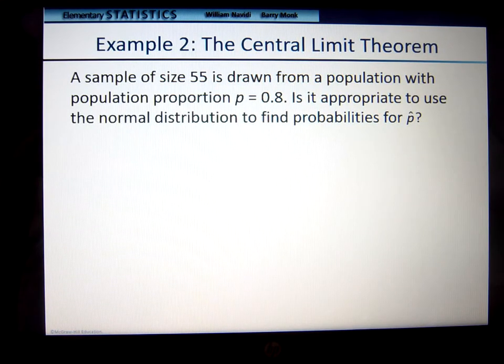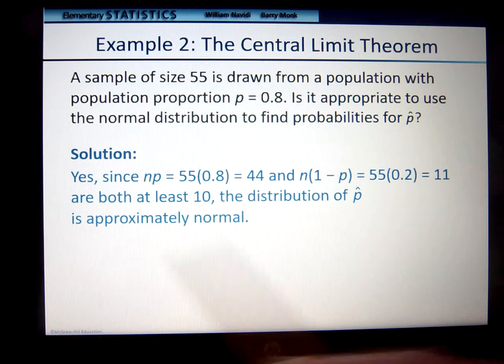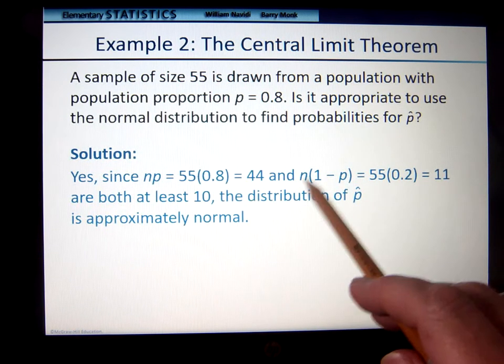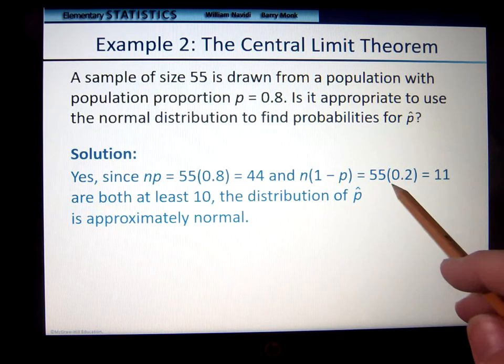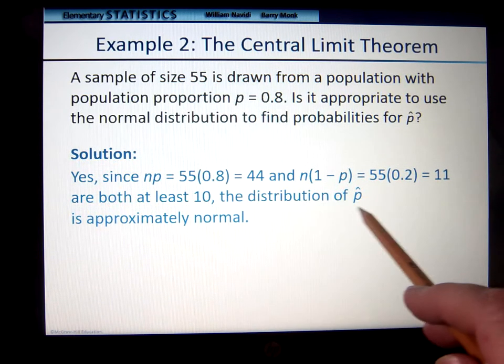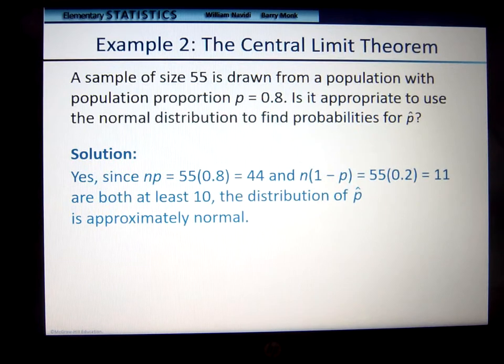Let's look at a sample size of 55 drawn from a population proportion of 0.8. Is it appropriate to use a normal distribution to find probabilities for p hat? Yes, it is. n times p is going to be 44. n times 1 minus p is going to be 11. So both are at least 10. Then the distribution is approximately normal.